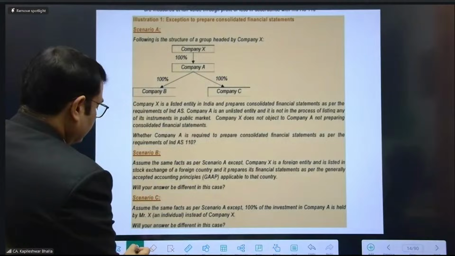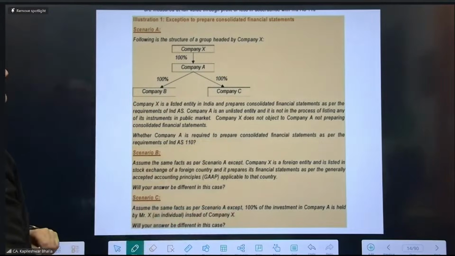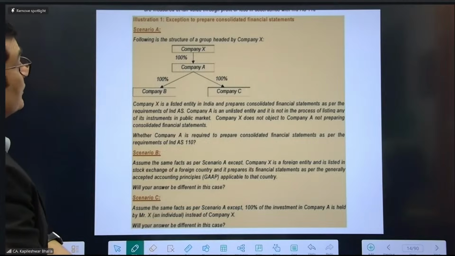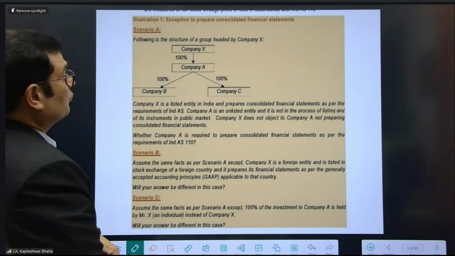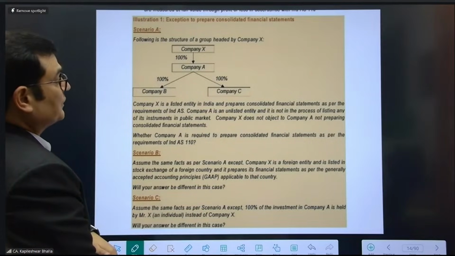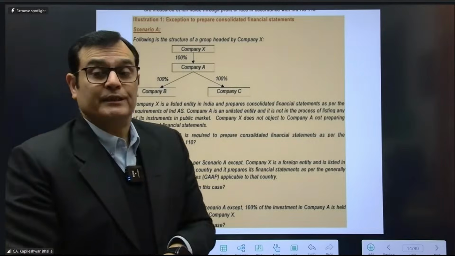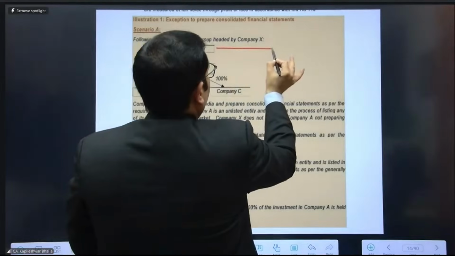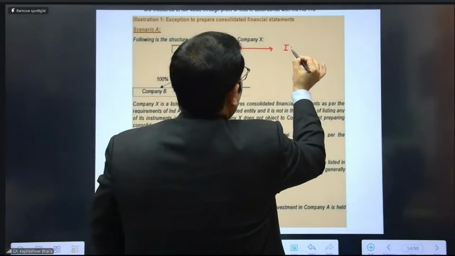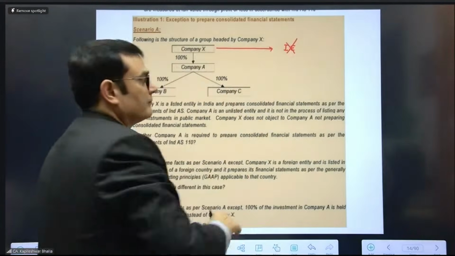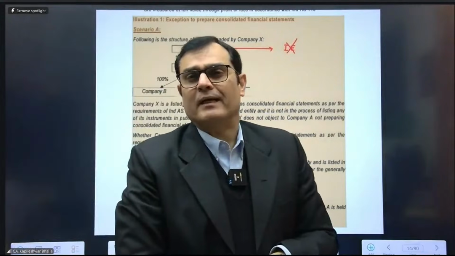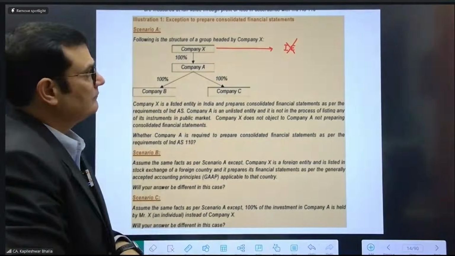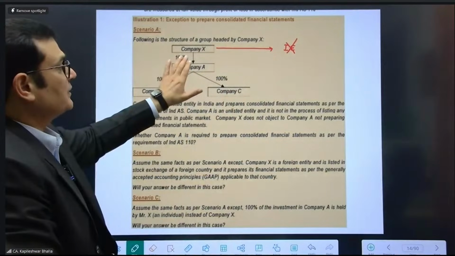Let me read the inputs in illustration 1 to you. There is a scenario A. The following is the structure of a group which is headed by company X. Without reading the inputs, let's ask you something. If I say company X is not an investment entity, can you get the benefits of para 4B? Quickly, yes or no? No, that's right.